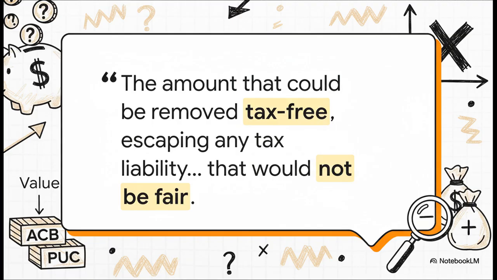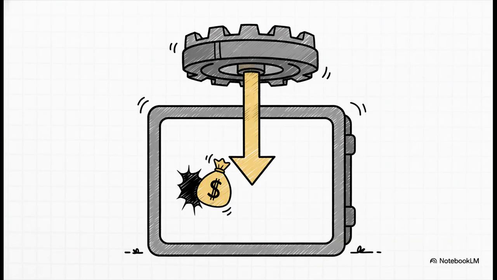If the PUC were allowed to stay at this high value, the shareholder could potentially withdraw that entire amount from the corporation tax-free. But wait a second. Their tax cost, the ACB, is only $295,000. This would let them get that deferred gain out without ever being taxed, which completely undermines the whole point of the rollover. So, to prevent this, the Income Tax Act steps in and requires a specific PUC reduction.